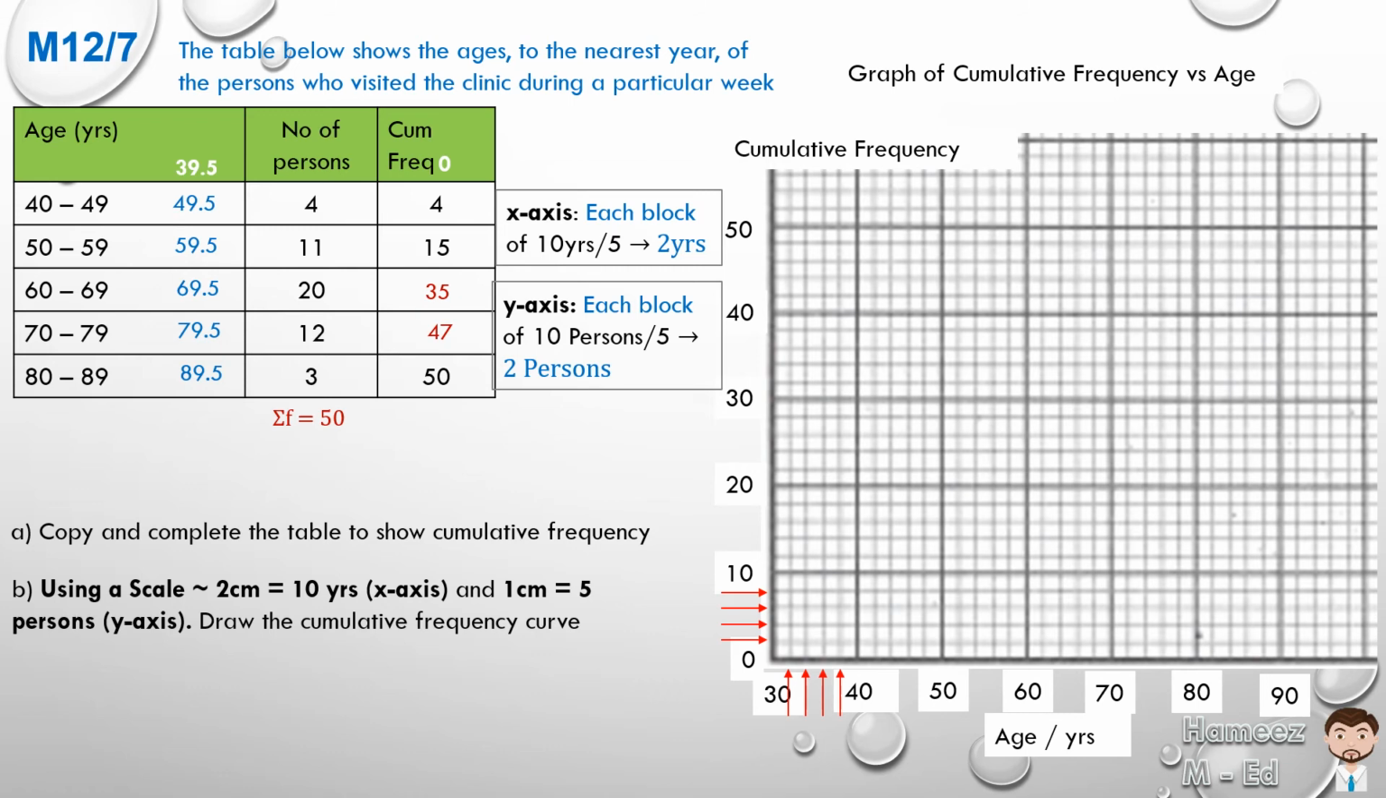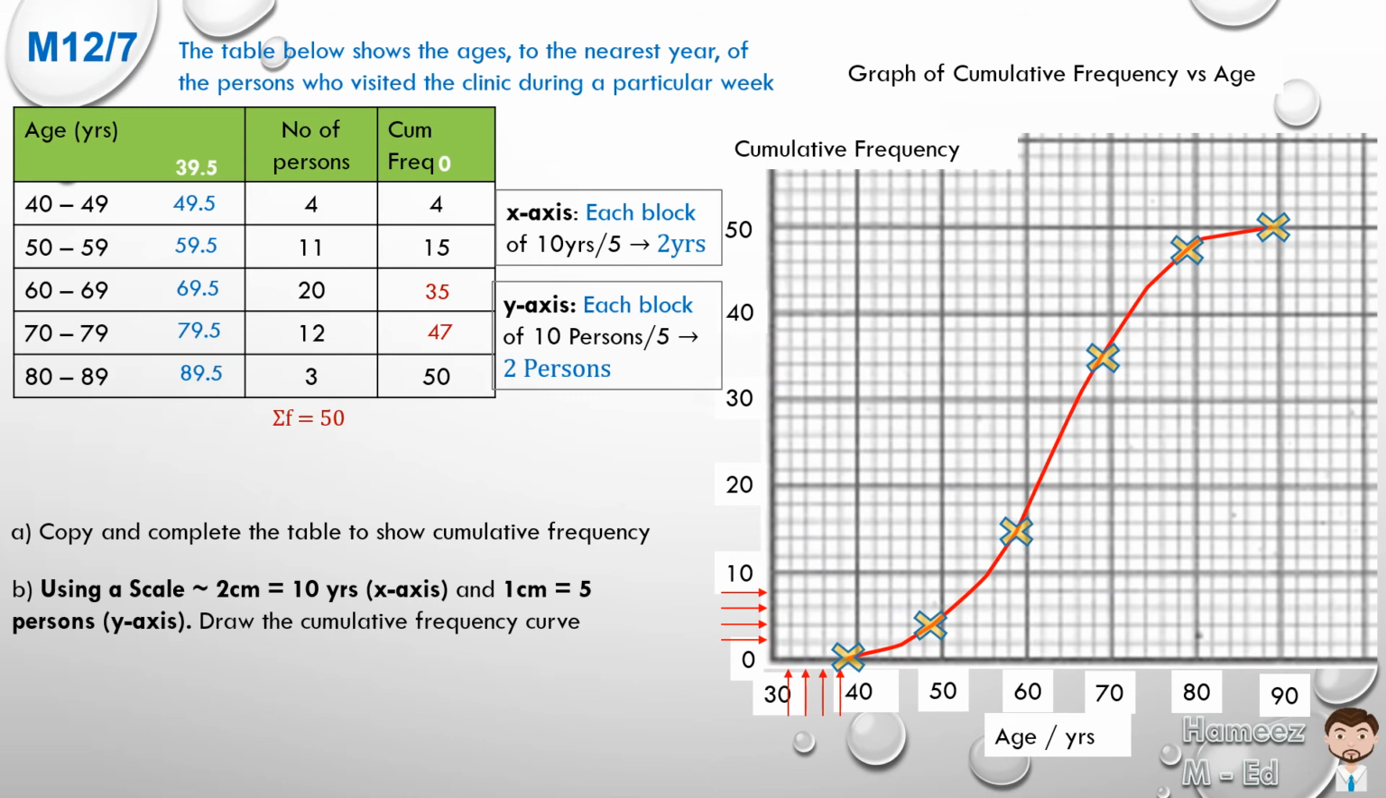I'm using my standard x for myself. So 39.5 would be my y value, and 0 would be my cumulative frequency. Sorry, 39.5 is my x value, and 0 is my y value. And I continue, 49.5 at 4, 59.5 at 15, 35, 47, and of course we end with 50. Now that we've been able to plot our 6 points, remember, our cumulative frequency curve must start from the x-axis. If we plotted only 5 points, we would be floating above the x-axis. So we have this. Now we draw a smooth, thin curve through all the points.